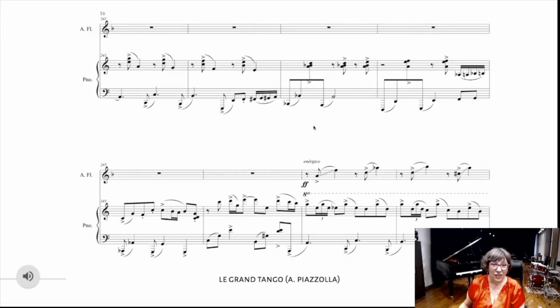So let's listen to this and pay attention to the long notes. Yes, all the long notes like quarter notes, dotted quarter notes, and these half notes. Listen, pay attention to that.